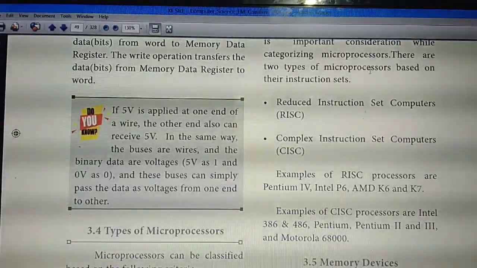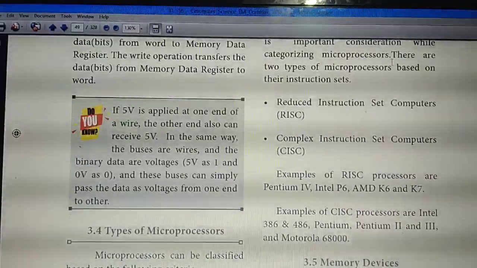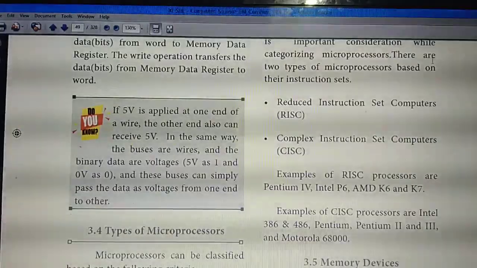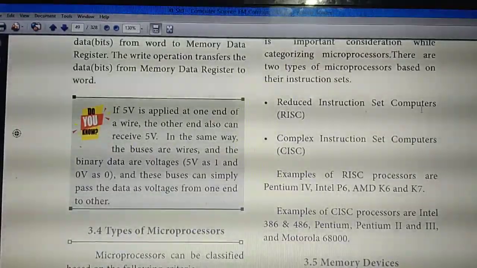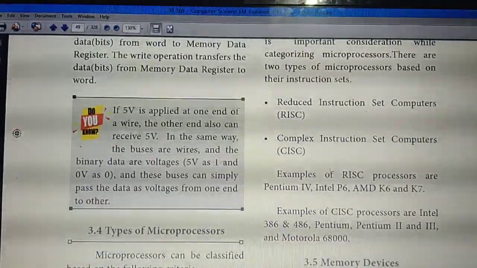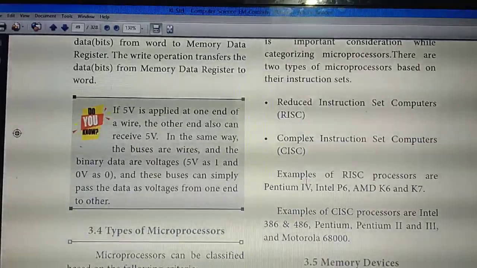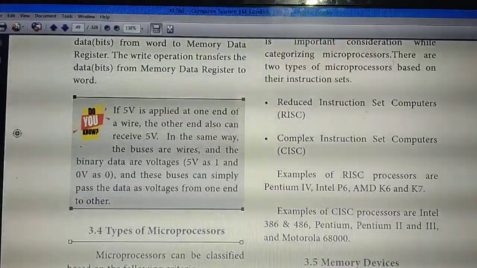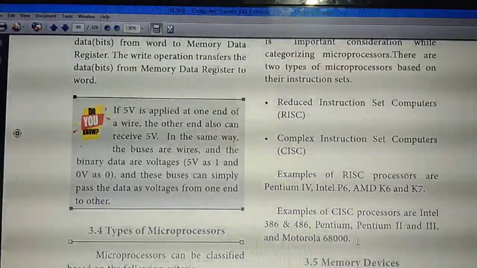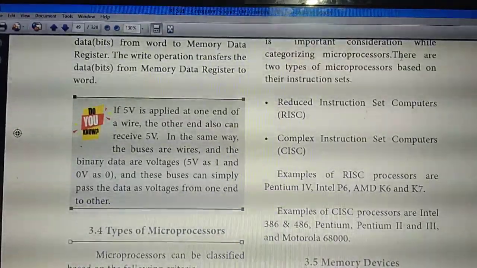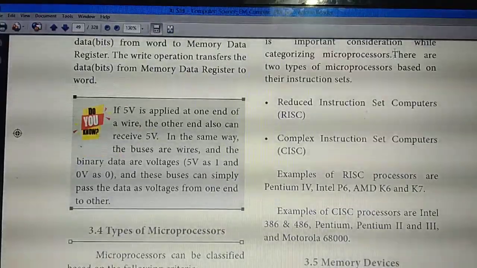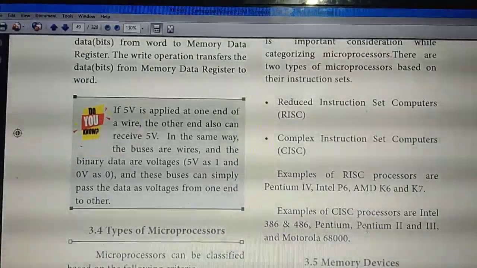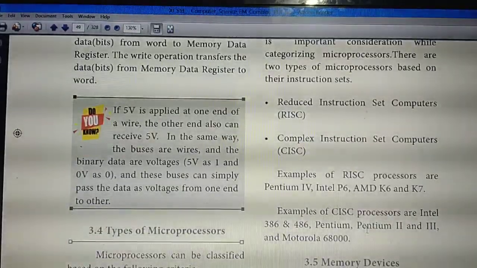There are 2-mark questions also. If they ask this question for 2 marks, then write up to this, only the types: reduced instruction set computers and CISC. Up to this example, no need to write. If they ask for 2 marks, that; if 3 marks, you should write from here to this example, Motorola 6800. Have you all marked?